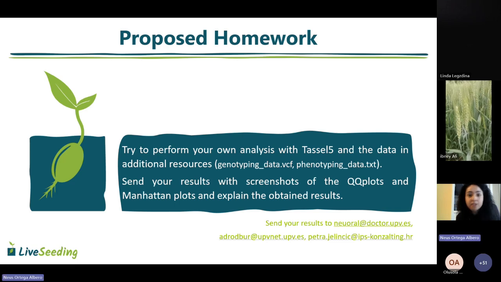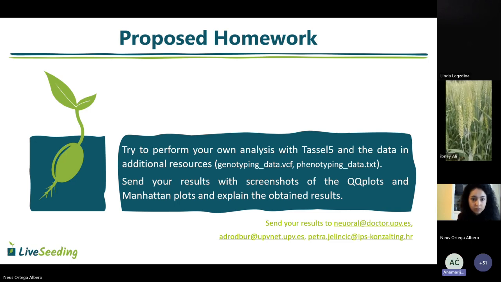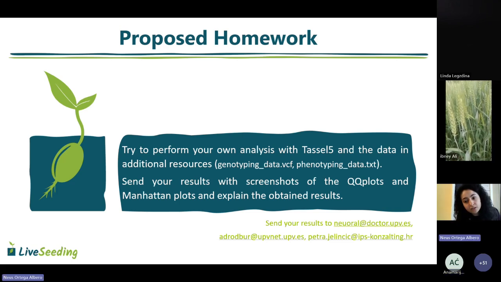Just a quick correction. They are supposed to send the homework to me, not to Petra. So I will write my email into the chat, so you all know. You send your homework to Neus. Her email is visible in the presentation, and I will write my email into the chat. However, I will change the presentation in the GitHub also, so that it is correct.